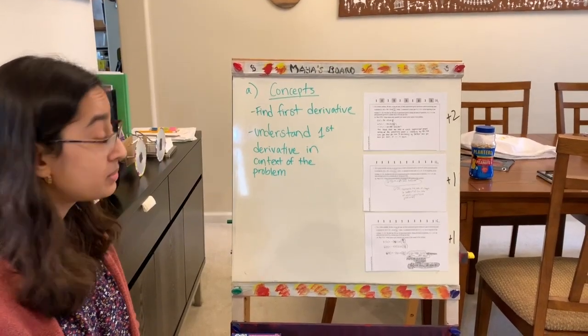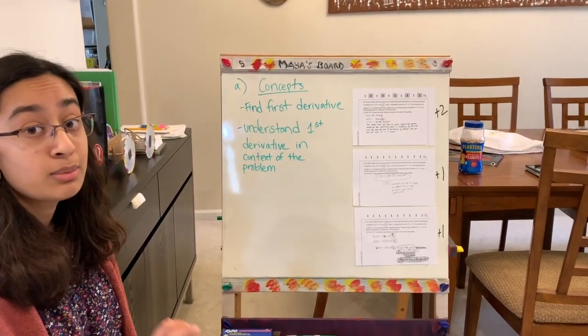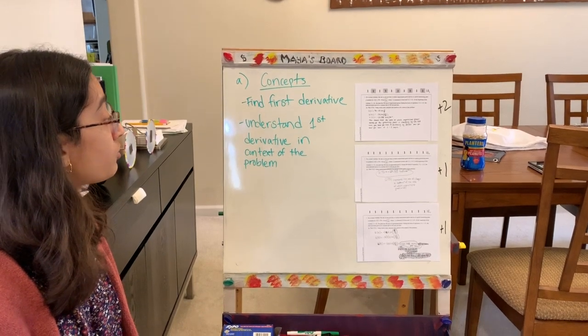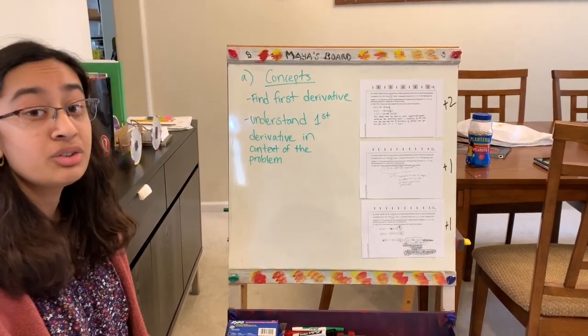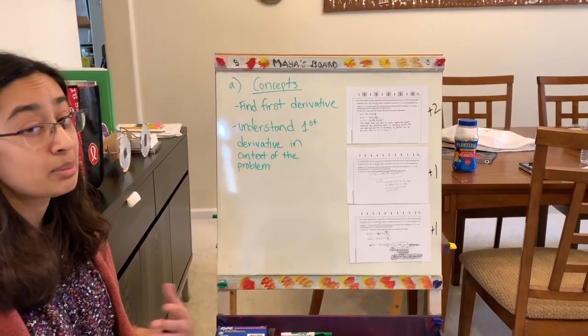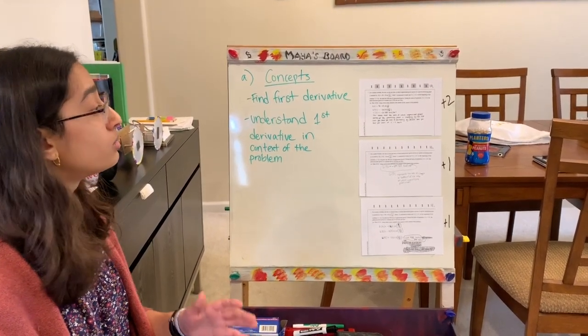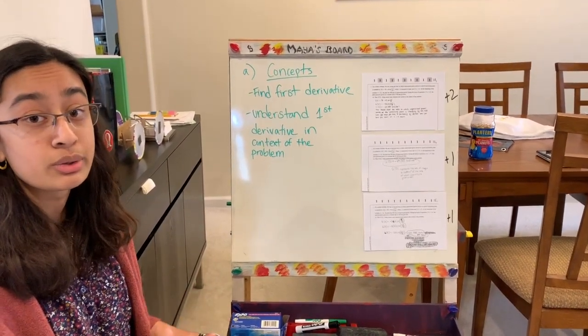So there are a couple of concepts that you need to know to successfully solve this problem. First, you need to be able to solve for the first derivative of the function. And second, you need to be able to understand how that first derivative is implemented in the context of the problem, and how it fits in and what that answer would mean.